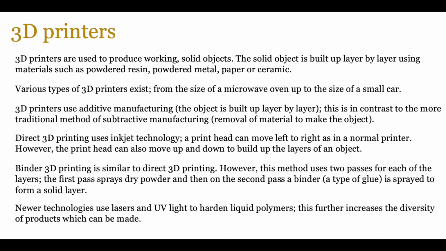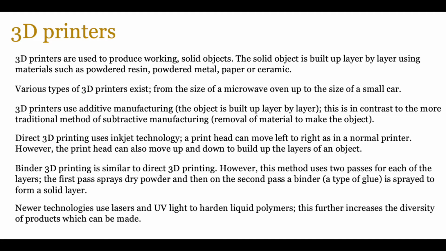Now 3D printers use additive manufacturing. The object is built up layer by layer, and this is in contrast to the more traditional method of subtractive manufacturing, where you remove material. So think of a sculpture being made out of stone. You're removing material to create that sculpture. That's subtractive. Whereas when we add things up, build it layer by layer, that is additive manufacturing.